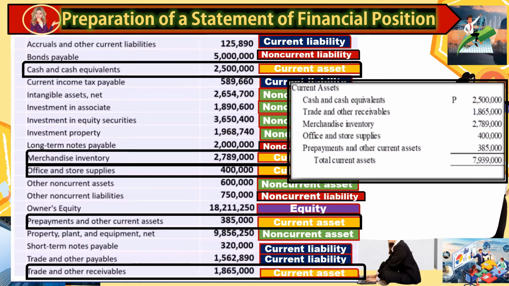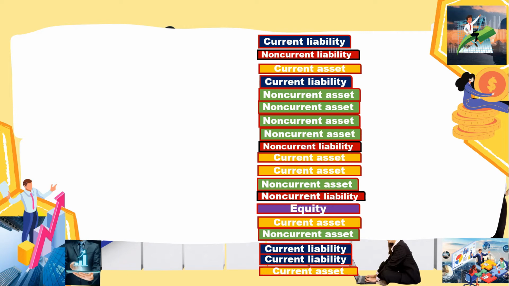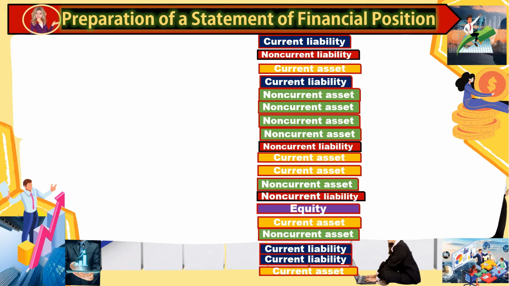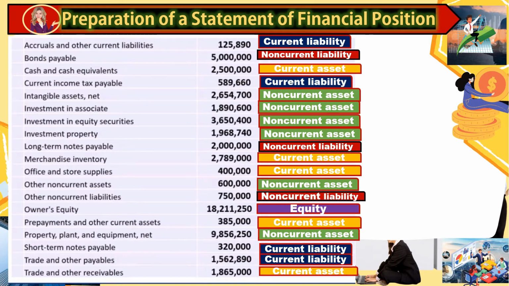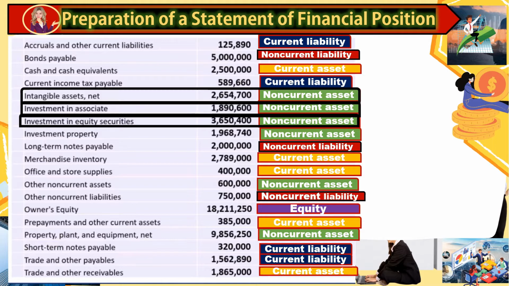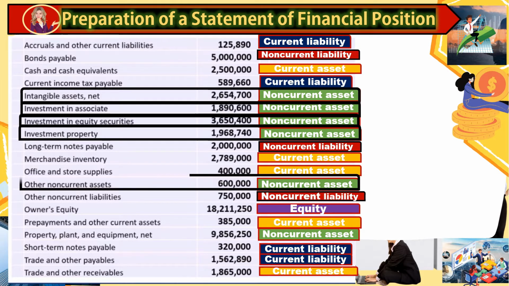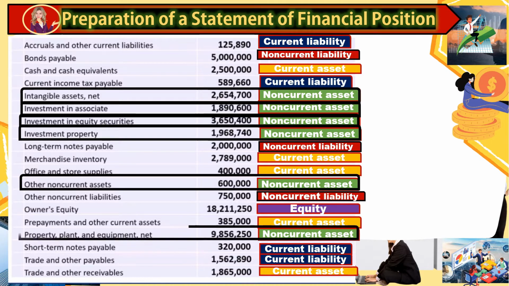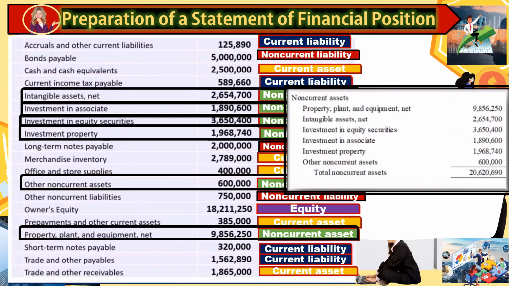7,939,000. Next, we will merge the non-current assets, which are the intangible assets net, investment in associate, investment in equity securities, investment property, other non-current assets, and property, plant, and equipment net. So this is now the merging of non-current assets with their corresponding amounts.